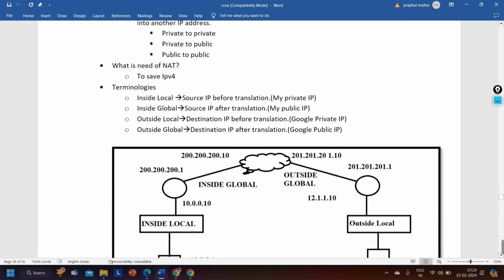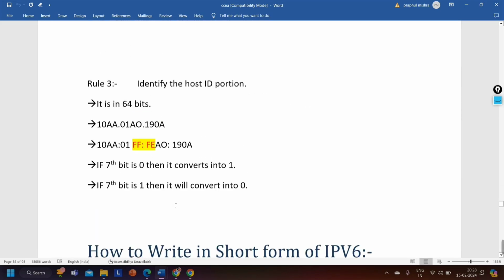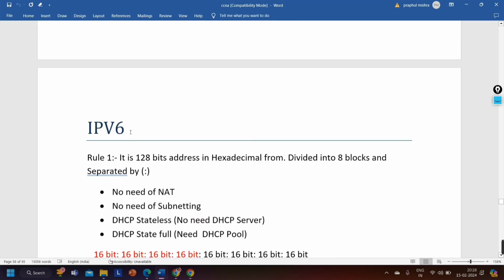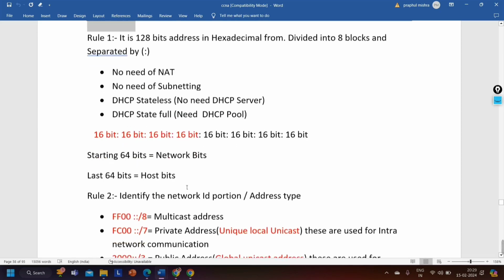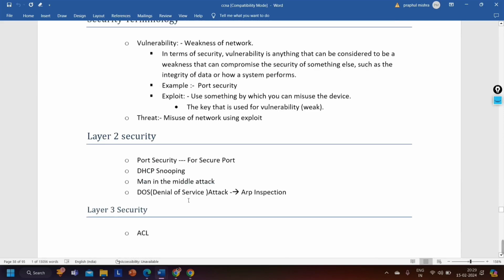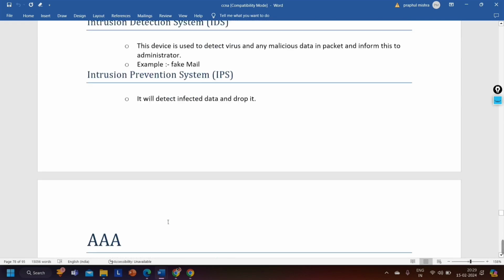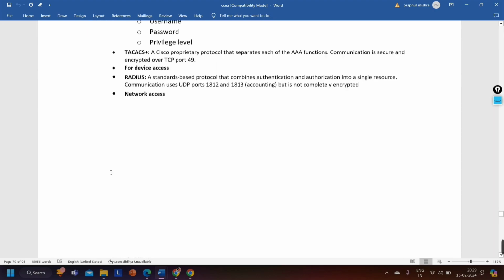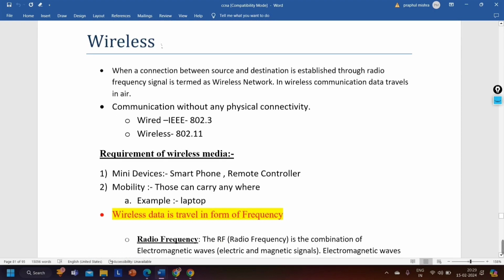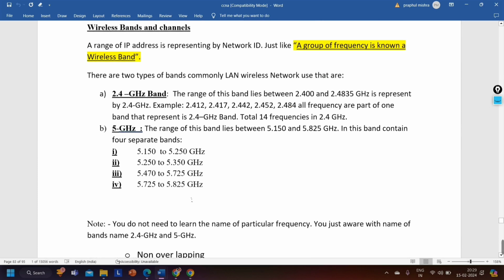Access control list. These are advanced topics: NAT, NAT PAT, IPv6. Then in the last we will discuss IPv6, and after IPv6 maybe I will start wireless security. First I will start the security portion, then I will move to the wireless section. AAA is also there. Okay, then the wireless section, and after that we will move to automation and virtualization.